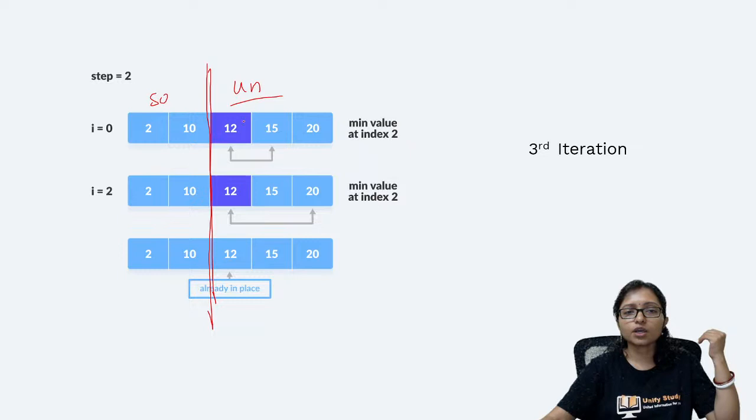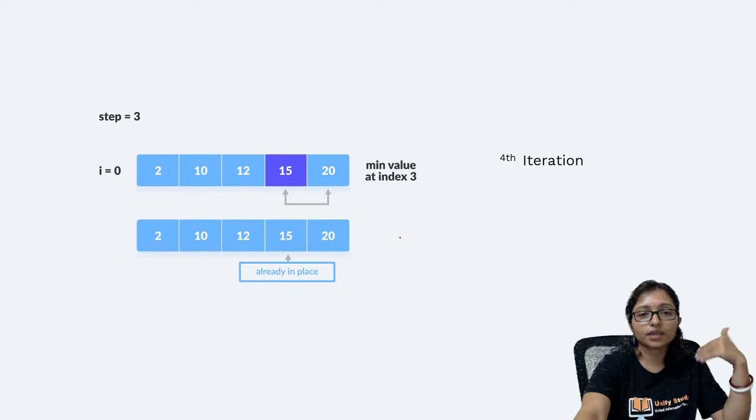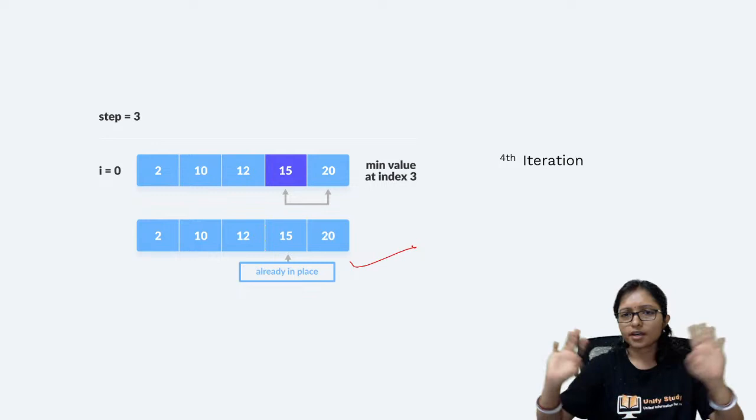So again it will be done. And finally, you are getting it already in the correct place. This is your final operation. In this way, same way we are continuing it, and finally we are getting this result. Clear to everyone? Simple one.